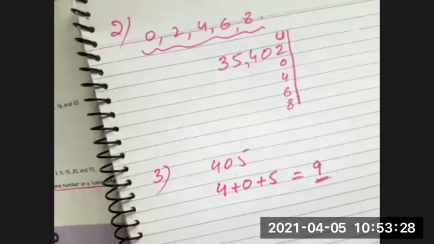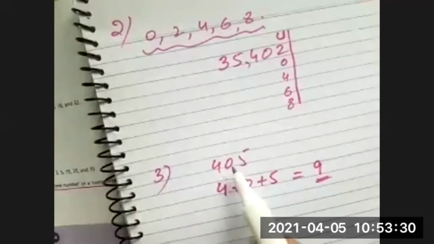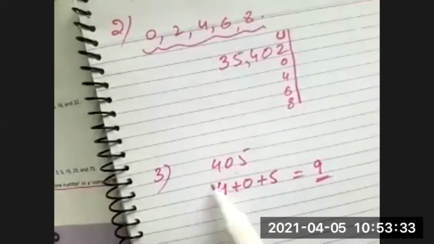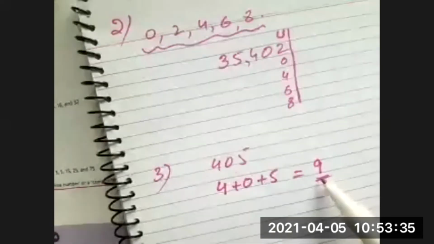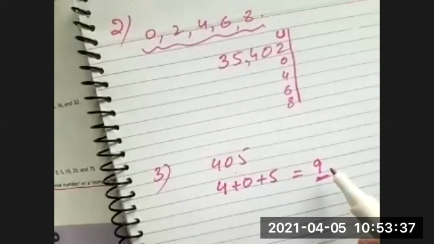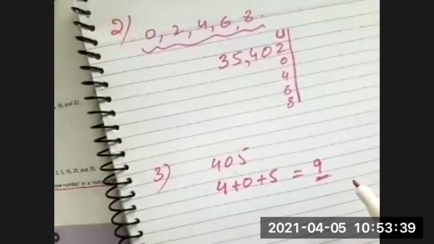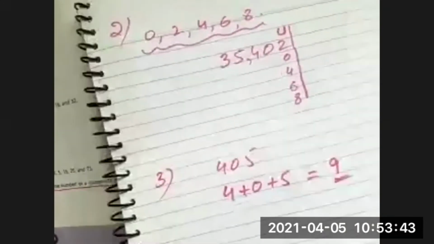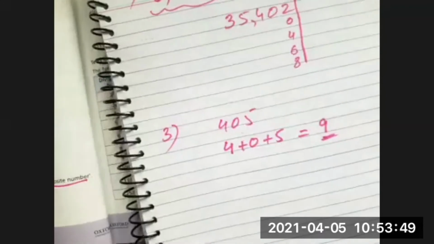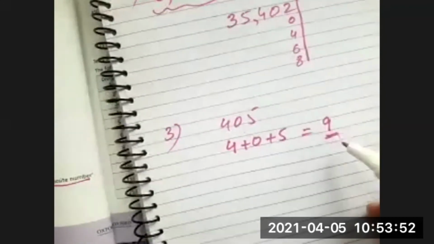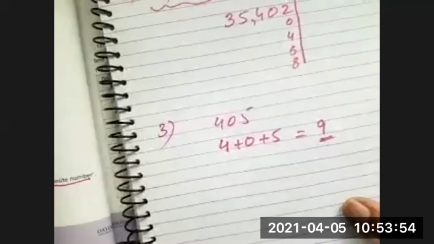So you will add up the digits of the number, means 405 has got 3 digits. You will add up all the digits. If the answer is a multiple of 3, the number is divisible by 3. This is the rule for the divisibility of 3. So any number having addition of its digits and that addition is divisible by 3 or a multiple of 3, you can say the number is divisible by 3.